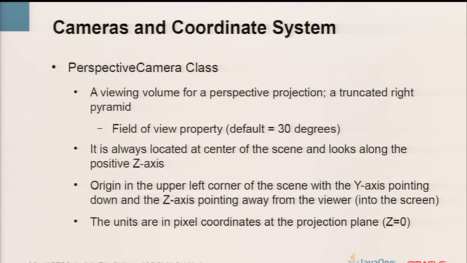We have a field of view property, which for any of you who are familiar with real cameras, it mimics a field of view. It just says how wide an angle you have on your camera. The fixed camera that we have defined right now is located at the center of the scene, and it looks along the positive z-axis. So we have x going to the left, y going down, and z going into the screen. And again, the units by default are in pixel coordinates because we didn't want 2D users to have to change everything they do just because you did a perspective camera.